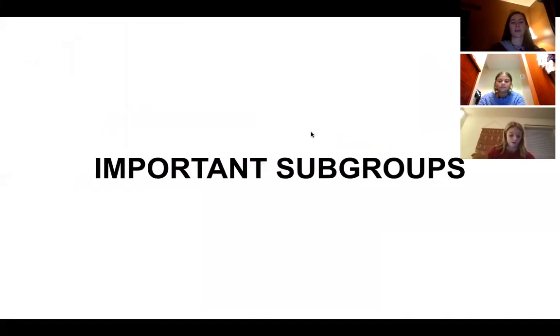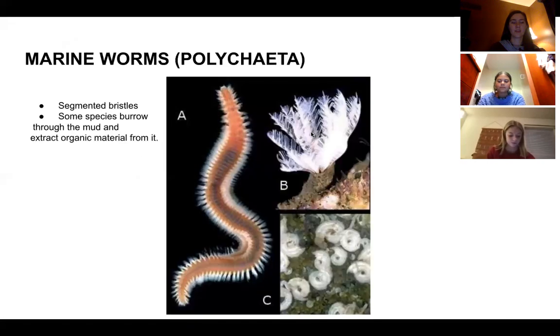Now we're going to talk about some important subgroups of annelids. The first important subgroup are marine worms, or polychaetes. The word polychaete itself means many bristles, so this means that the marine worms have many bristles. You can see this in picture A, where all the bristles are segmented along the body.